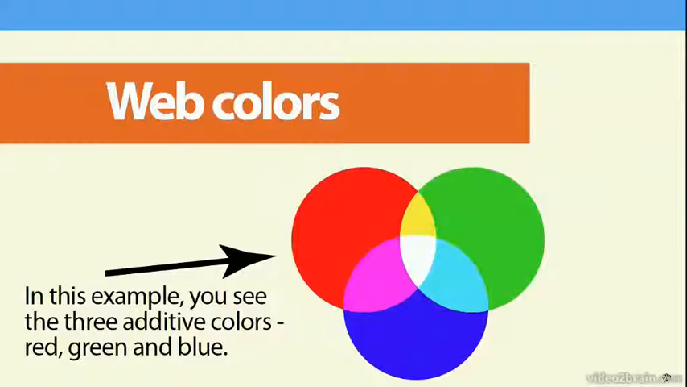Here's an example. So the three main colors are red, green, and blue. So you'll see them listed here, red, green, and blue. When they overlap, that's when we get the cyan, magenta, and yellow. And when all three of those primary colors are together in equal amounts, we get white in the center. That's why it's known as an additive color.